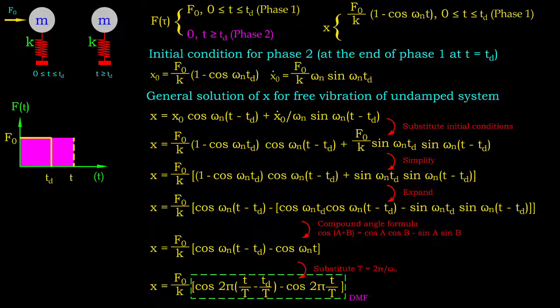We have solved for the displacement response of an undamped system in the previous video. We now substitute the initial conditions to make it valid for the time frame of t minus Td. From a series of operations, we get to know the DMF of the loading condition. In this case, we are also expressing it in terms of the period of the system.